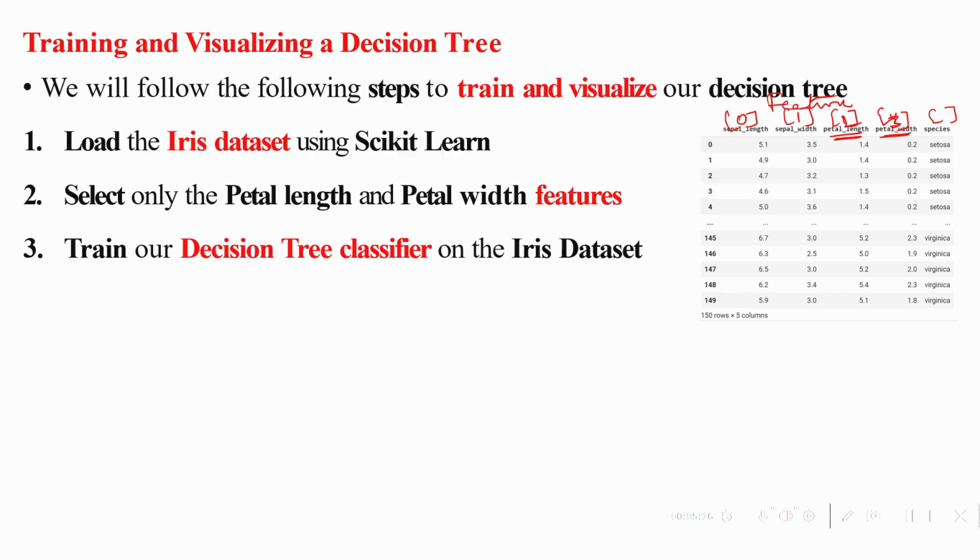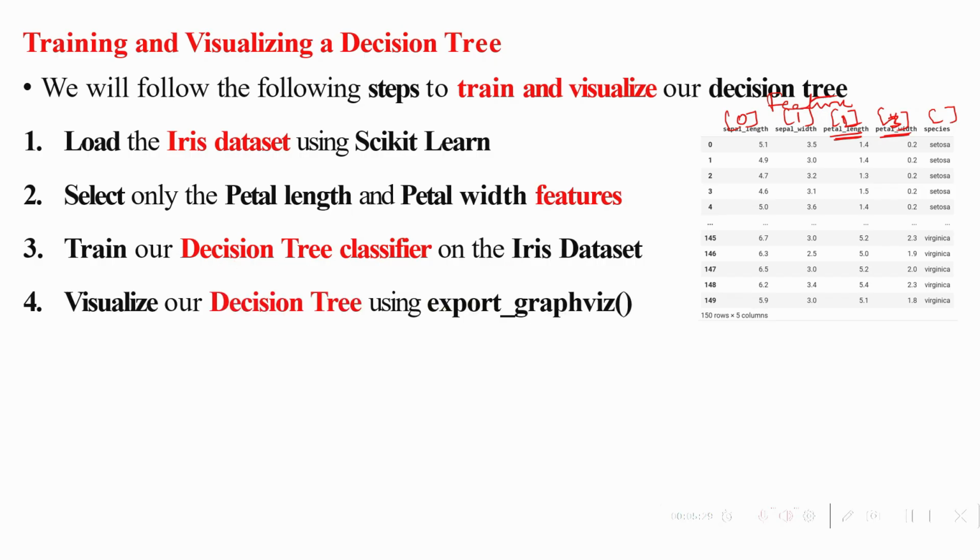Next, train our decision tree classifier on the iris data set. That means using scikit-learn, we are going to use the decision tree classifier model on the iris data set. Then visualize our decision tree using the export_graphviz method, so you can visualize our decision tree based on our model.